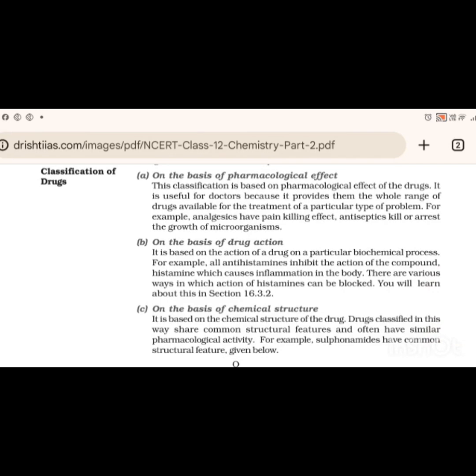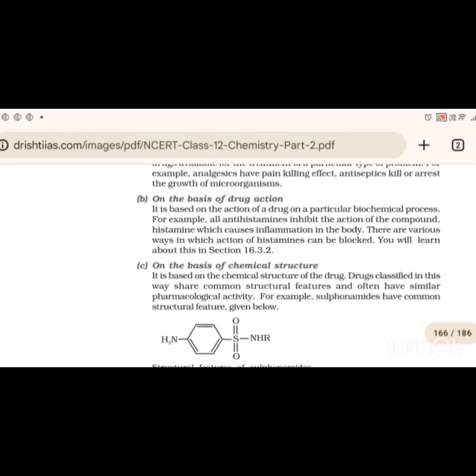On the basis of drug action, it is based on the action of a drug on a particular biochemical process. For example, all antihistamines inhibit the action of the compound histamine, which causes inflammation in the body. There are various ways in which action of histamines can be blocked. You will learn about this in section 16.3.2.